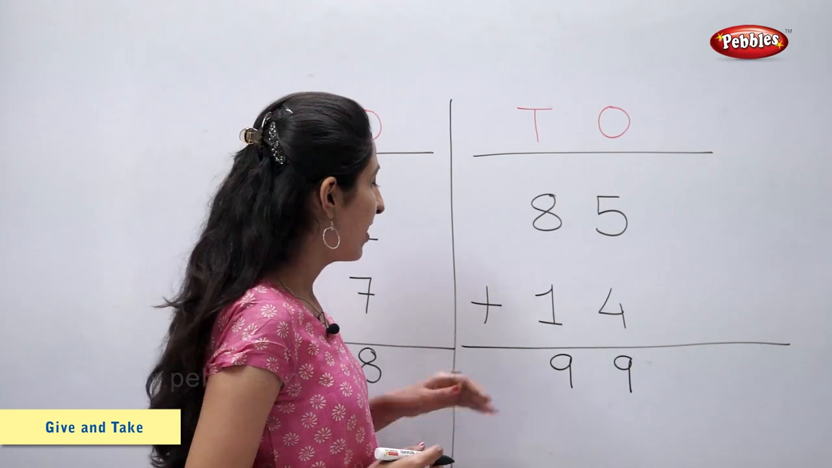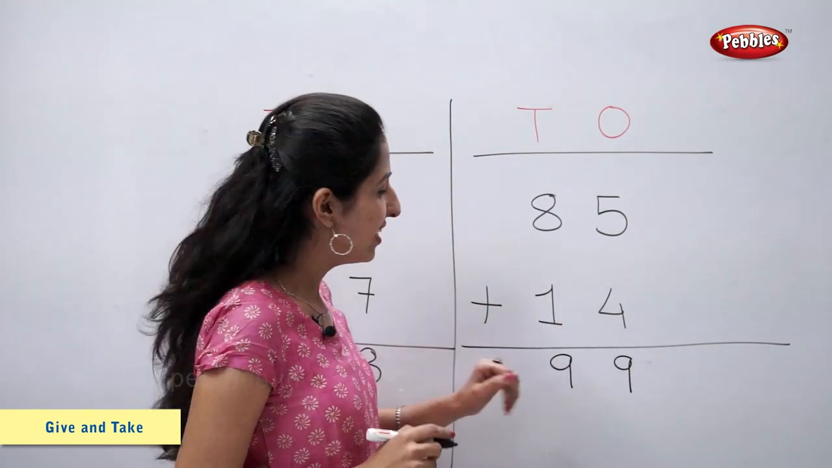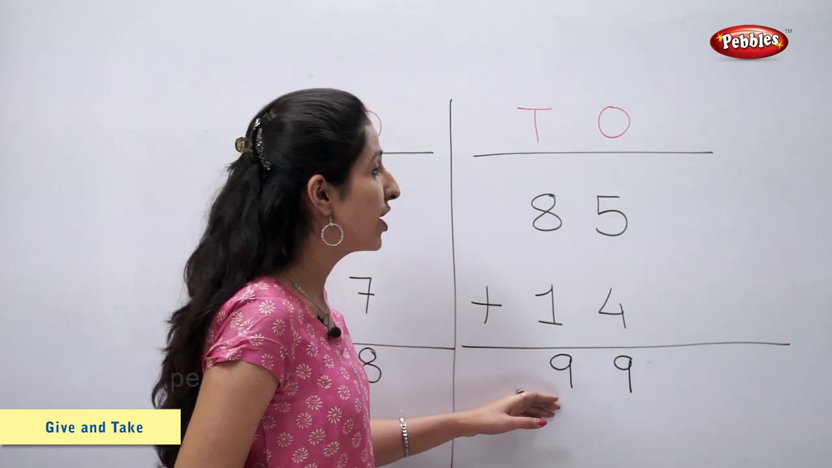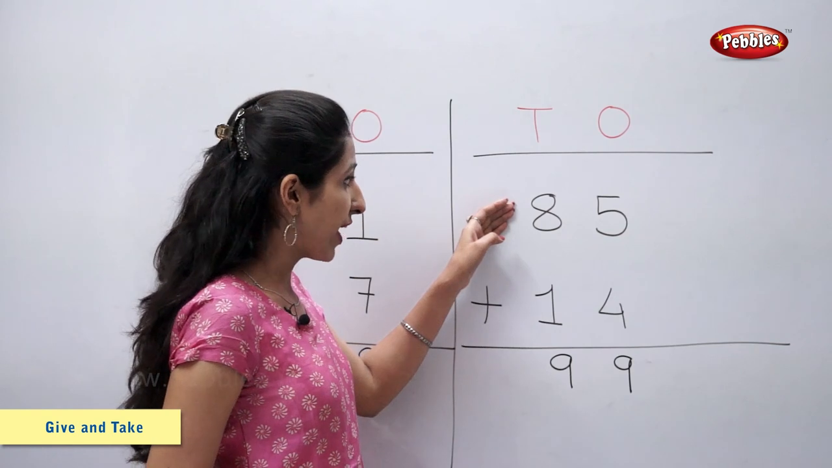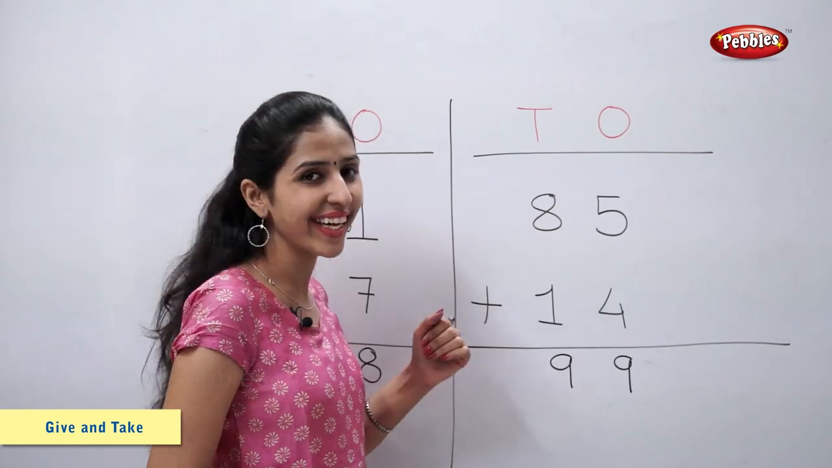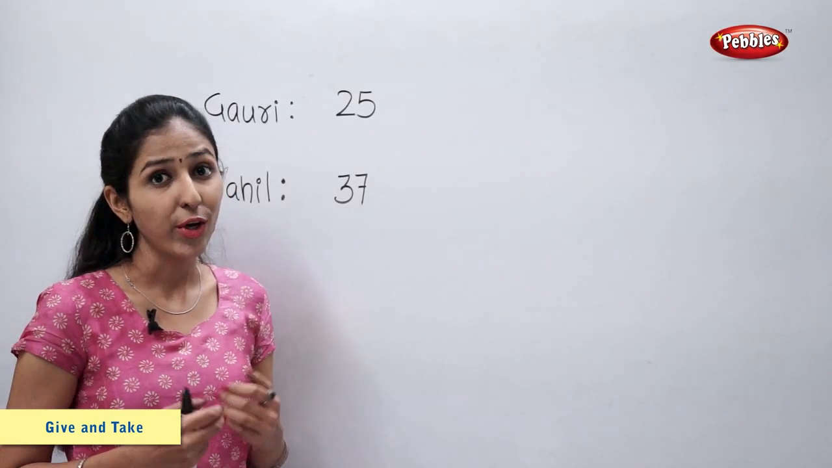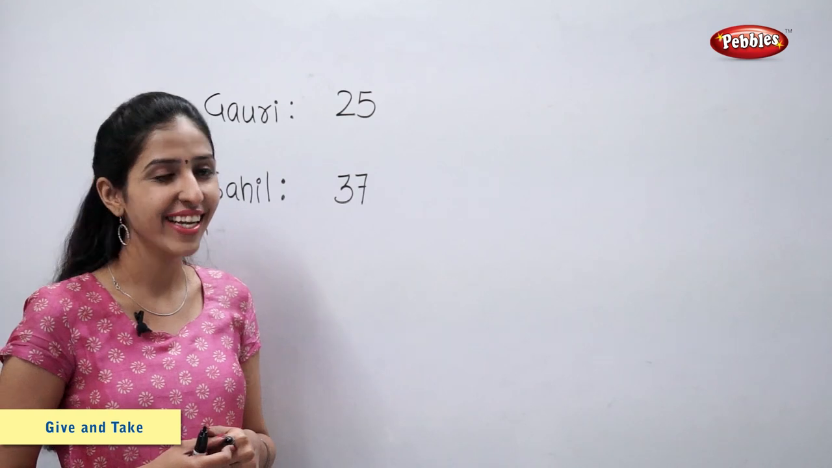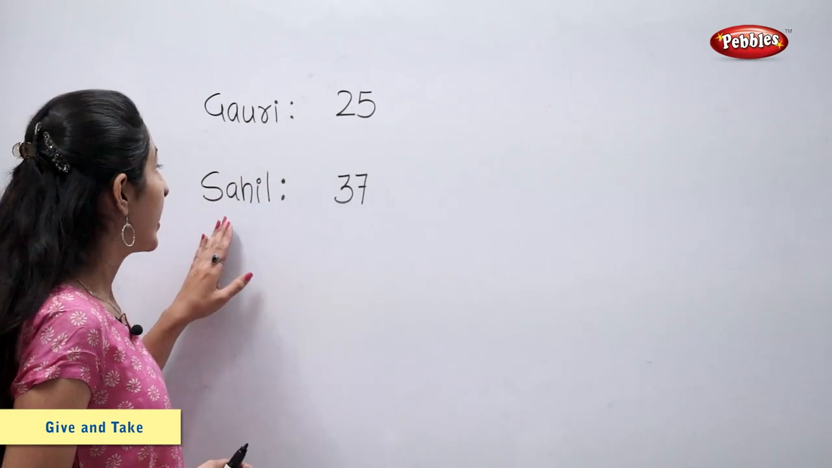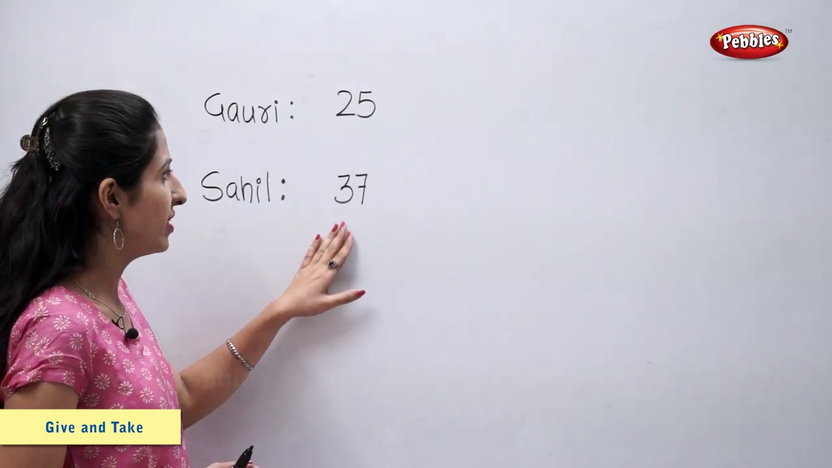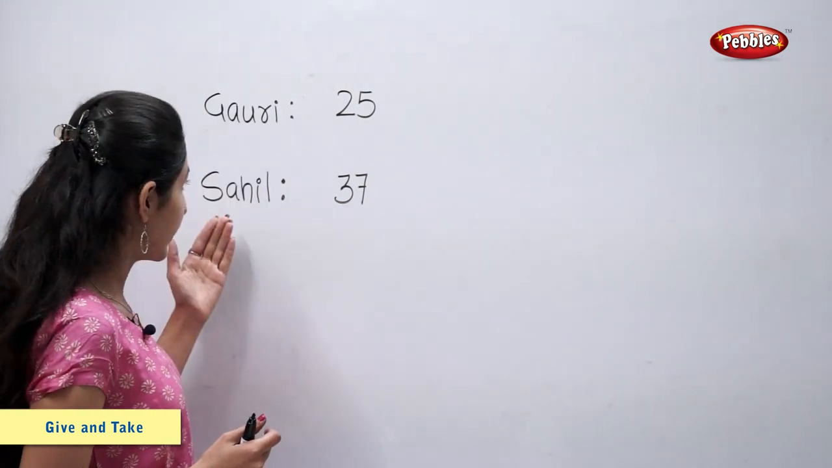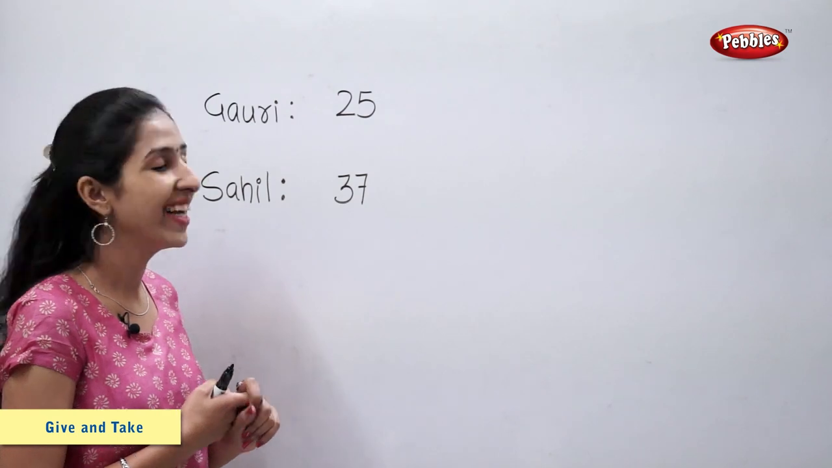Now we have 9 tens and 9 ones. That is number 99. So, 85 plus 14 is equal to 99. My other students also bought pearls for decoration. Gauri bought 25 pearls and Sahil bought 37 pearls. Now let's find out how many pearls Gauri and Sahil will have together.